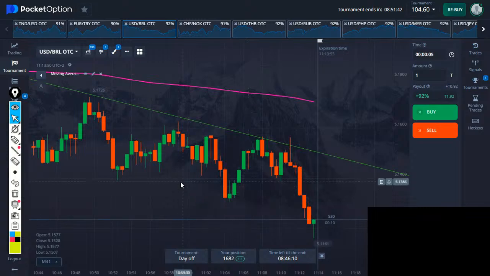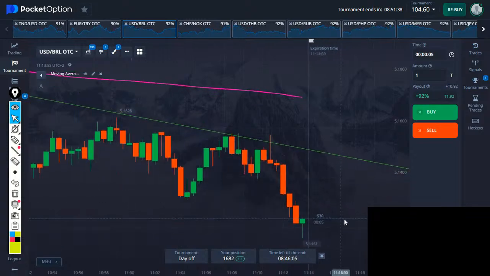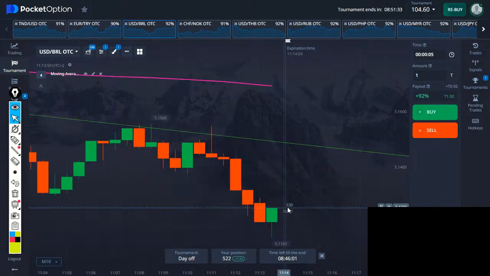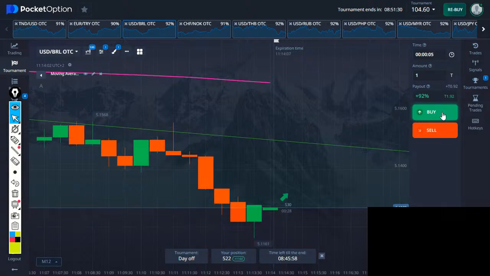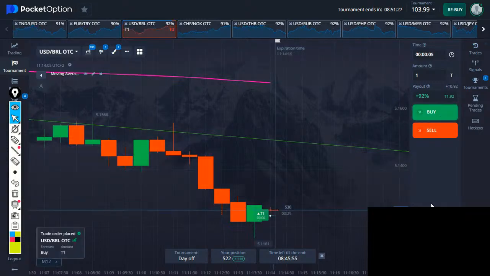Now, if it gives me a green on this one, I might take it because as you can see, the pair is moving in a channel. So now we are at the bottom of the channel. So you might expect a pullback. So if it gives me green, I'll go for it. Green, we have green, go for a buy.